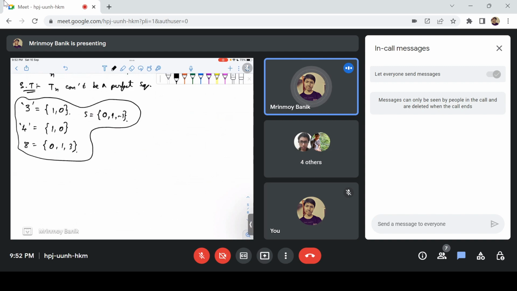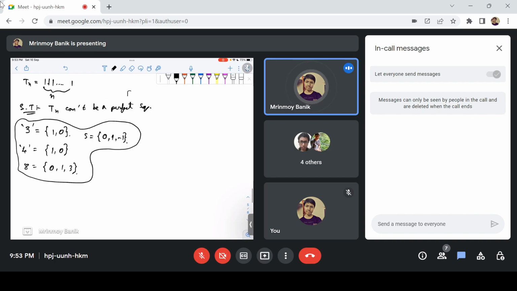Do memorize them. Mostly whenever you need to prove something is not a perfect square, just divide by these numbers and try to find the remainder, whether or not they lie in these quadratic residue sets. If they do, then it becomes a bit difficult to rule out the chance that they can be perfect squares. But if they don't, then simply say they can't be perfect squares.